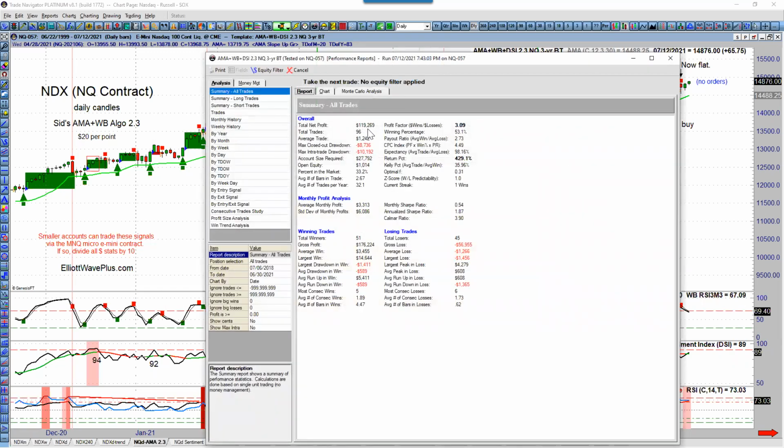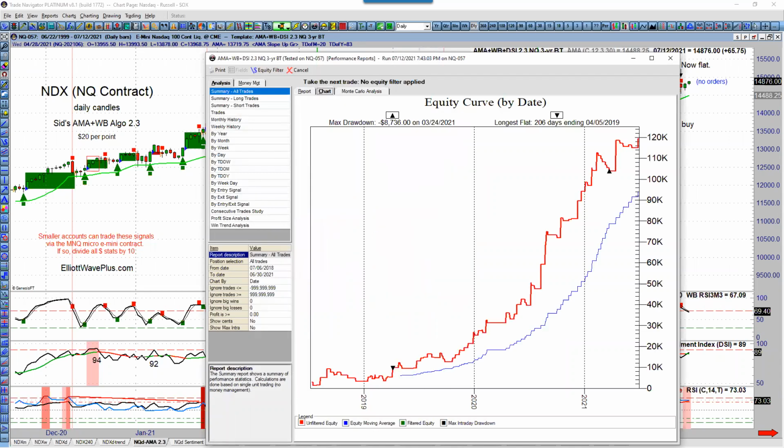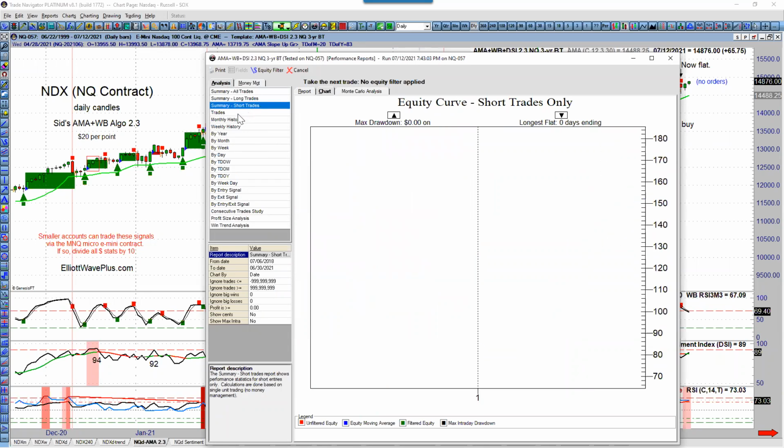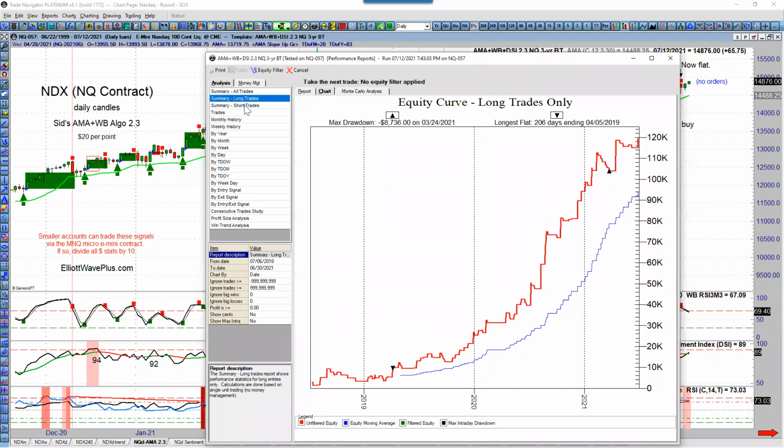Brought in 119,000 over 3 years, 51 winners, 45 losers, average winner 34.55, average loser 12.66. These are just great numbers. There's the equity curve, and as you can see, pretty darn good. There's the equity curve taking long on just the long trades, and here's the equity curve on short trades.